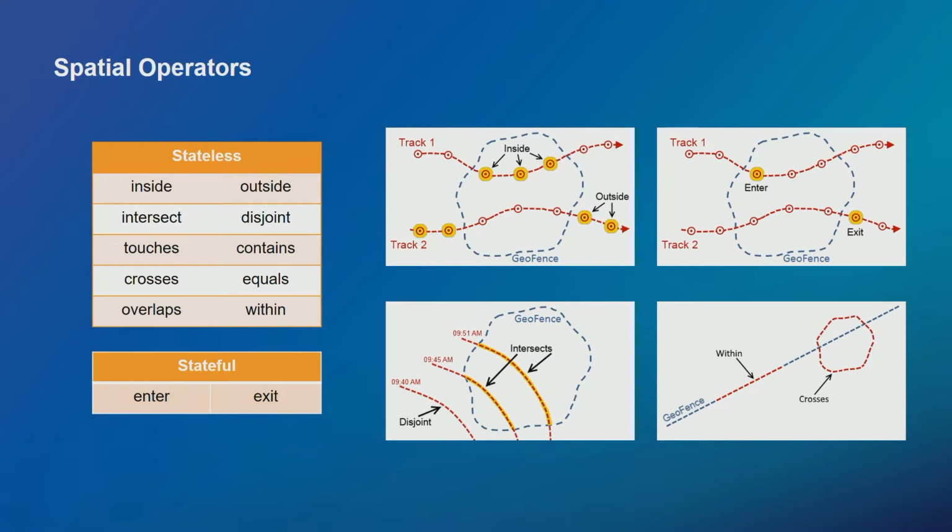Looking at the spatial operators, we have both stateless and stateful operators. Stateless are going to be things like inside, disjoint, outside, touches. So they're things that can be evaluated instantly given the two geometries. Stateful are going to be looking at changes in the state of the geometry, so they need to maintain some sort of a cache of the event's location. They're going to look for situations where the event's geometry went from outside of a geofence to inside for entering, or vice versa for an exiting.